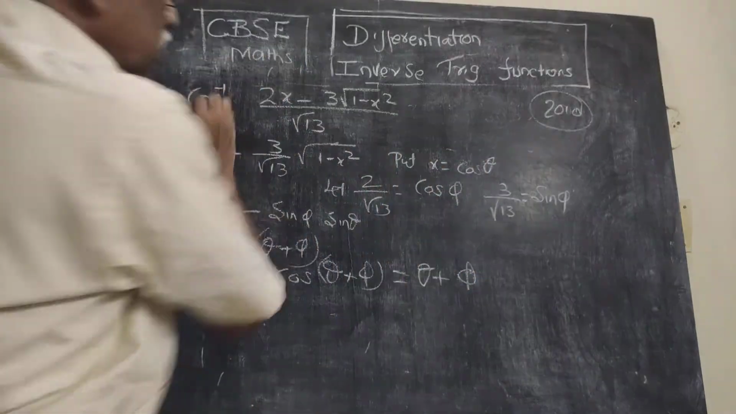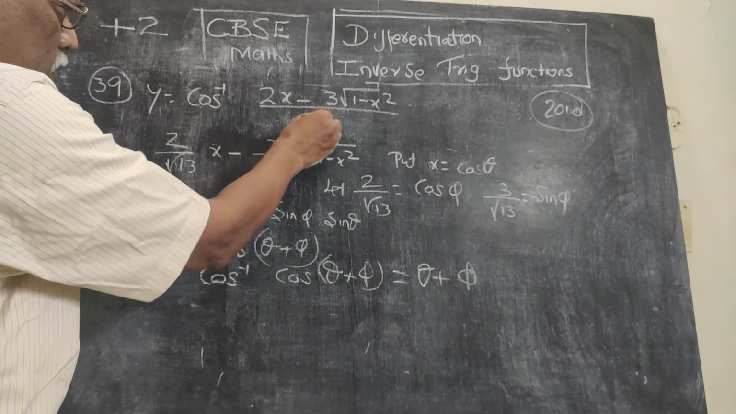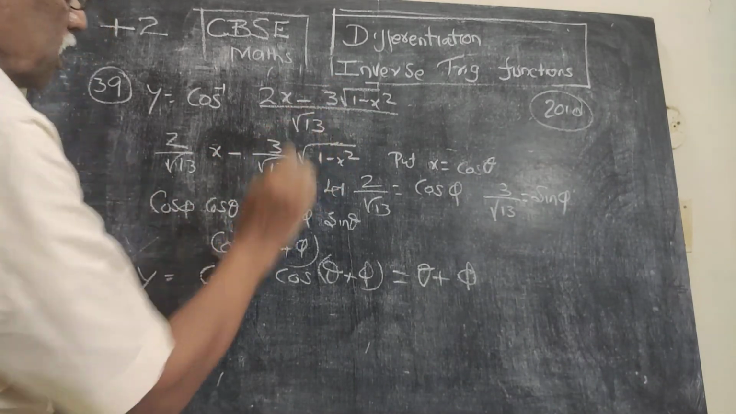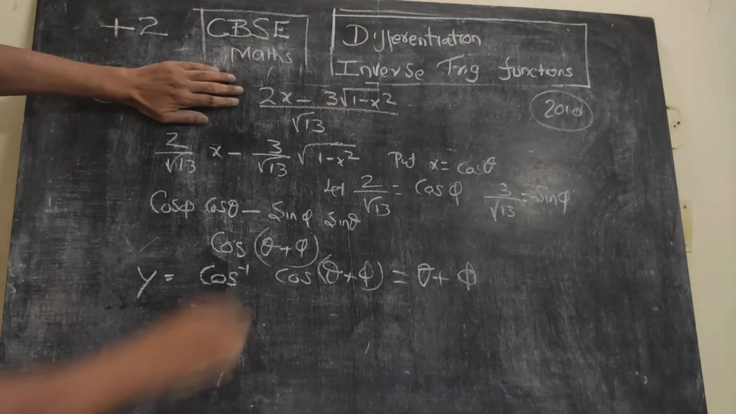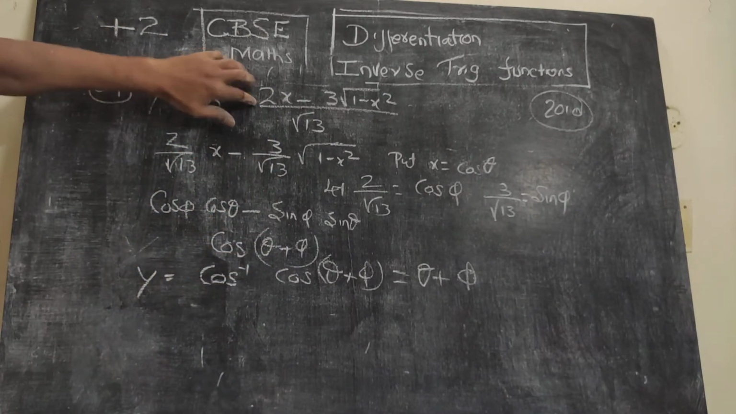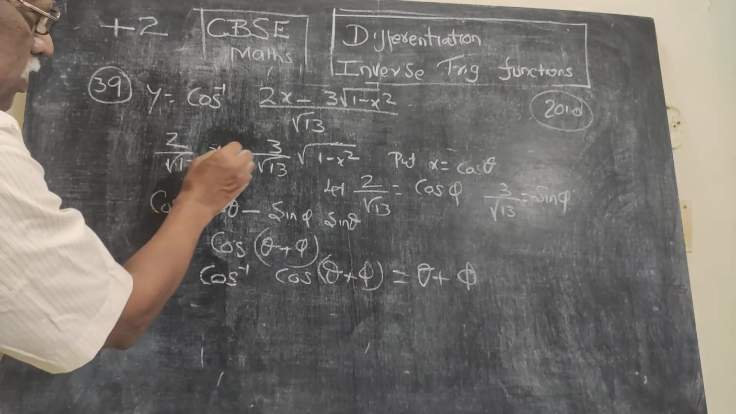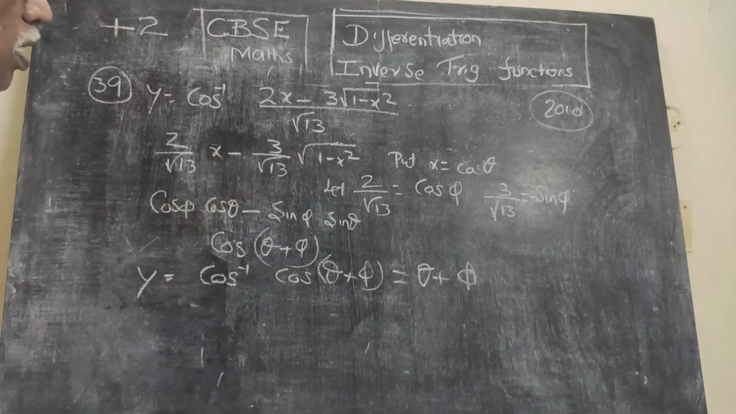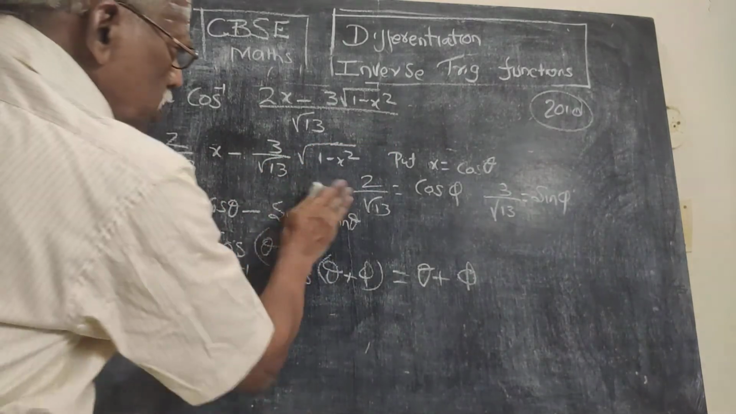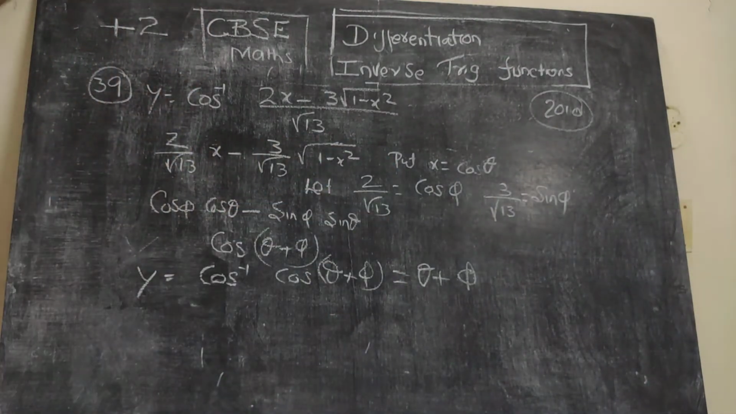I am taking cos theta because cos inverse is there. And this I am splitting as 2 by root 13 into x minus 3 by root 13 into root of 1 minus x square. Only this part I have rewritten. I have not taken the problem. I want to simplify this and then I put it here. I am taking x equal to cos theta and I am assuming that 2 by root 13 is equal to cos phi.